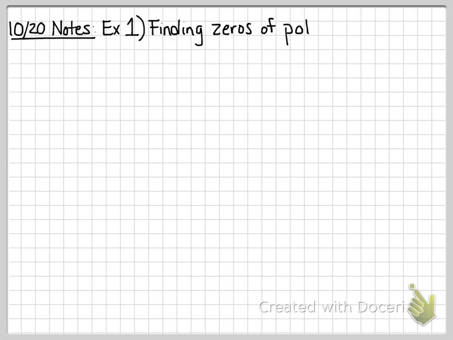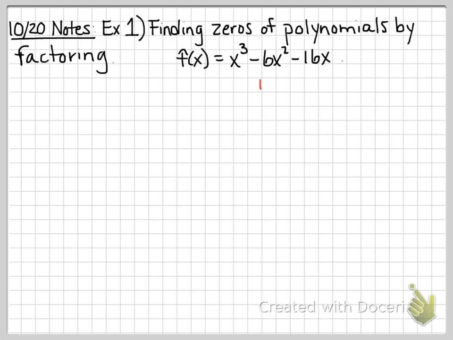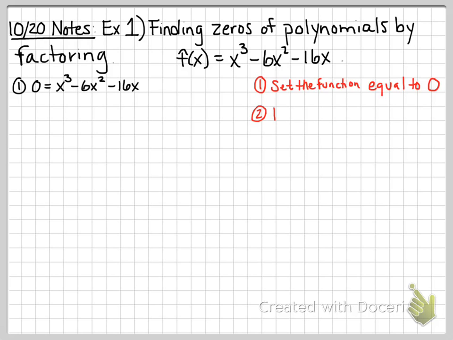The first example, we're going to be finding zeros of a polynomial by factoring, and the first polynomial that we're going to look at is f of x equals x cubed minus 6x squared minus 16x. The first thing that you want to do with this polynomial is set it equal to 0 because we're trying to find the zeros. Once you've got it set equal to 0, I would look to factor out the greatest common factor if there is one.